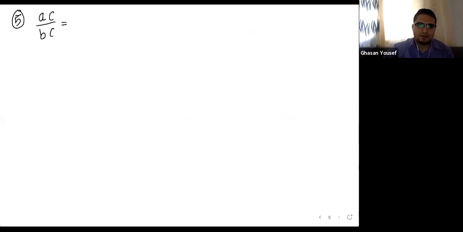Okay, so property number 5 says if I have A times C over B times C, I can cancel the common factor. I can cancel the C with the C and I get A over B. So this property is called canceling the common factor between the numerator and denominator. Example: 2 times 3 over 5 times 3. I can cancel the common factor between numerator and denominator, and this gives me 2 over 5.